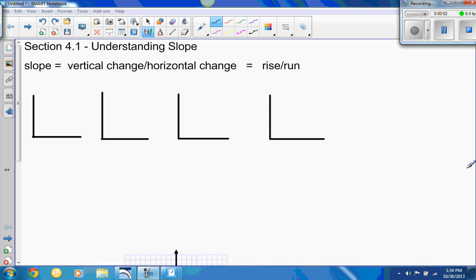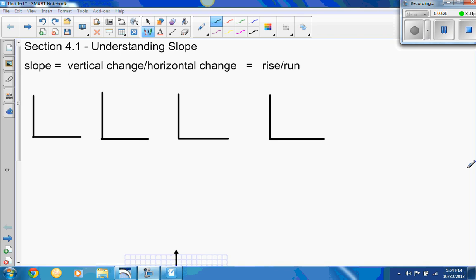Hello, 8th graders. Your video for the next section is over section 4.1, which is understanding slope. This is kind of a review from last year, some of the slope stuff we talked about. And then later on in the chapter, we're going to get into some of the tougher stuff.